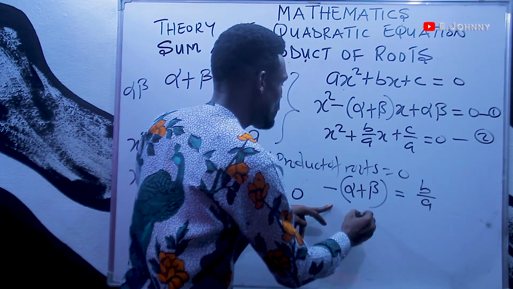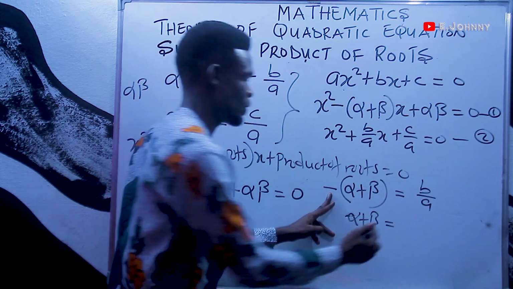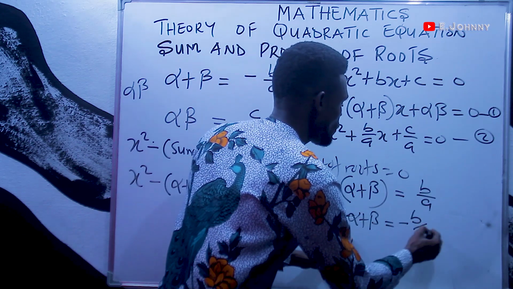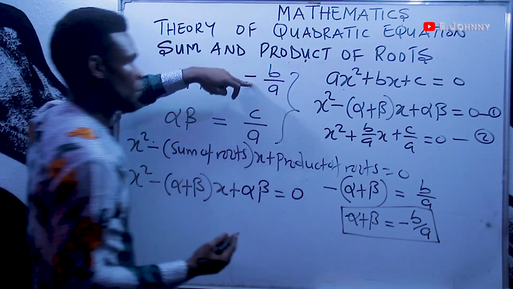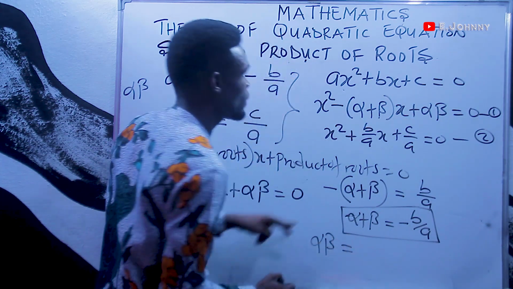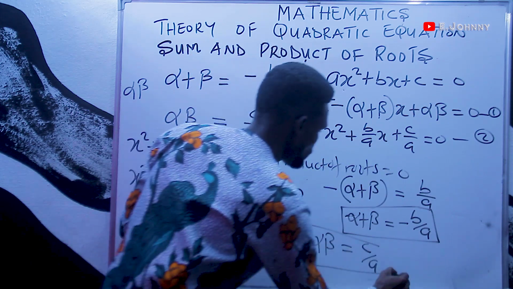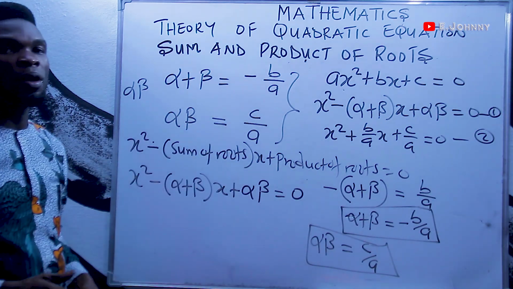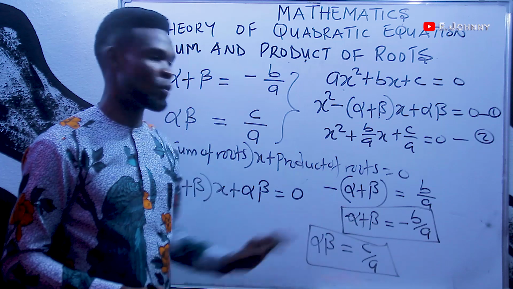So that means that alpha plus beta equals to, if you multiply through by a negative sign, negative times negative will be plus, and that negative will now be here, multiplying this. So you have minus b over a, which is the same thing as what you have here. Now, look at the constant alpha beta, which is the product. Here the constant is c over a, which is the same thing. You have alpha beta equals to c over a. So that's still another way you can derive this sum formula and product formula.